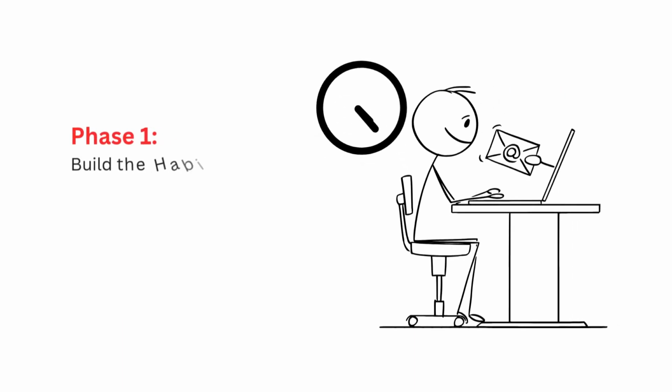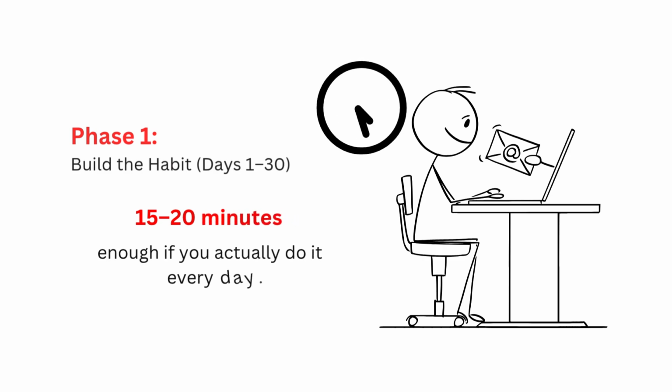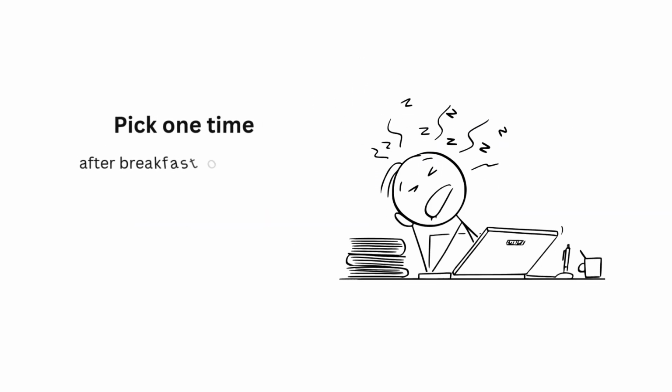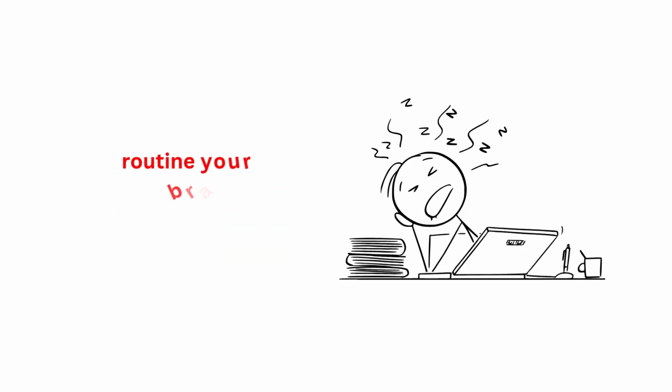Phase 1, build the habit, days 1 to 30. Your goal here isn't perfection, it's consistency. Even 15 to 20 minutes a day is enough if you actually do it every day. Pick one time that fits your schedule, maybe after breakfast or before bed, and make it non-negotiable. This phase is about creating a routine your brain expects.